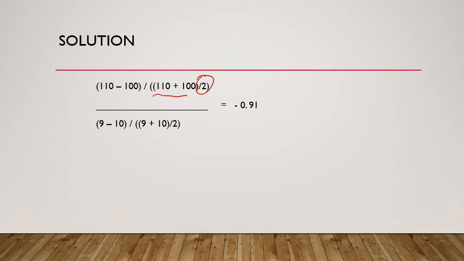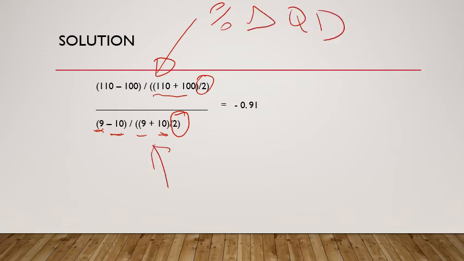And here we did the same thing for price. It's P2 minus P1 divided by P2 plus P1, and once again we divide by 2 because we're taking the average. So this numerator part, this is the percent change in QD, and this denominator part, that's the percent change in price. And of course, ceteris paribus.